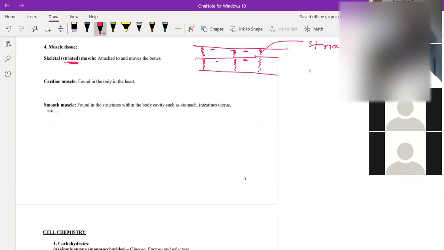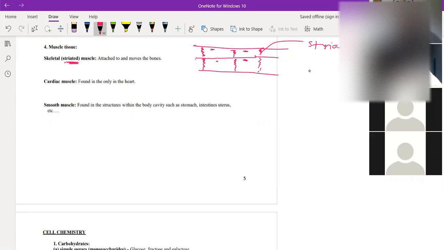And the function is to move bony parts of the body, right? So sometimes they ask a question like this: somebody's climbing a hill, which of the following tissues is the person using? Then they have all these options. You know that because it's moving bony parts, you're climbing, moving bones, you have to choose skeletal muscle, and so on.